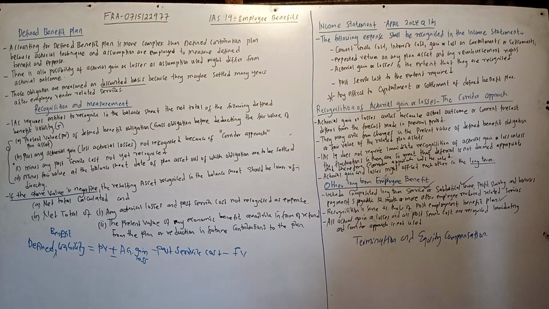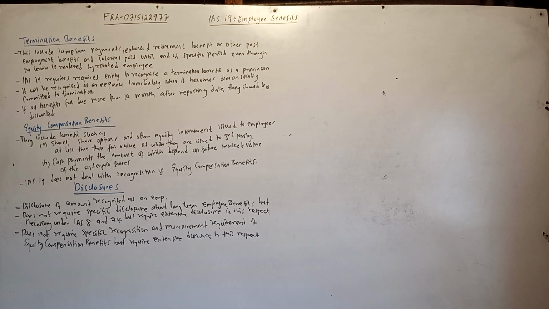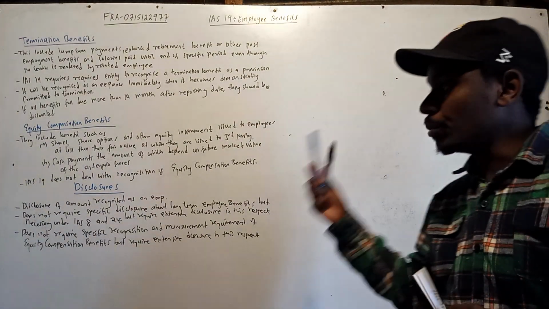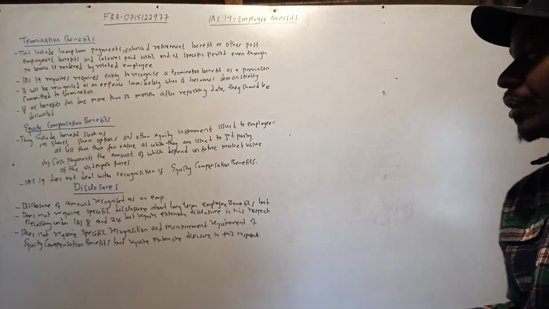Now let us see the termination and equity compensation benefit. That one will be the last part of IAS 19, so that we can do a question. That will be the two parts, so that we finish the explanation of the theory part. So we are remaining with the termination benefit, equity compensation benefit, and the disclosure requirement.